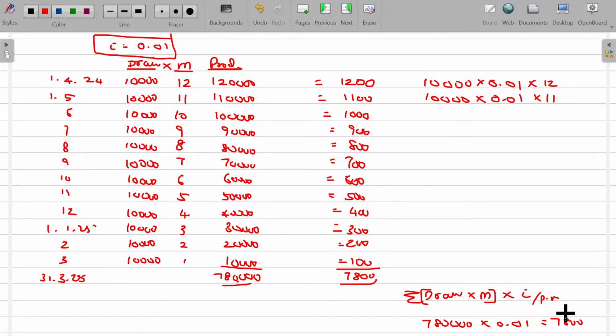You can calculate interest for each and every drawing separately, or you can find out the product value. Product value is nothing but what? Drawings happening for every period multiplied with the number of periods eligible for the interest.